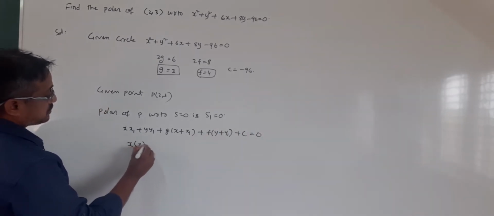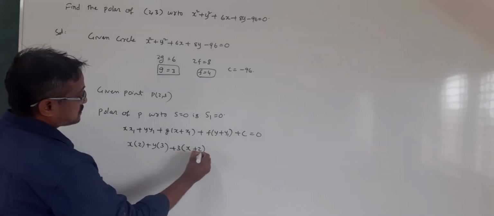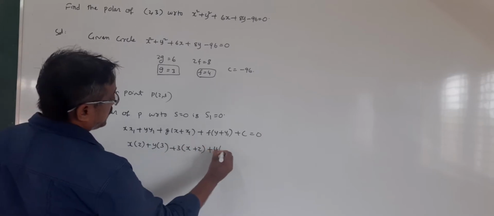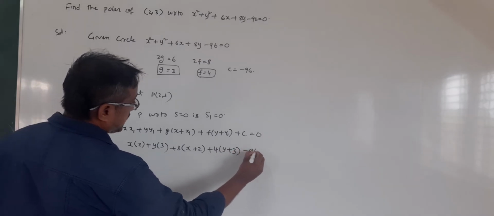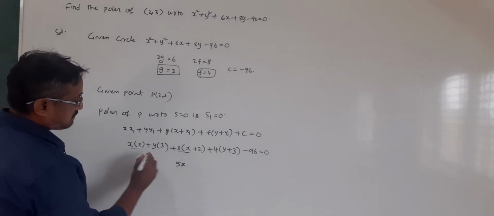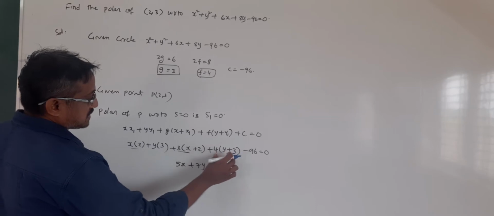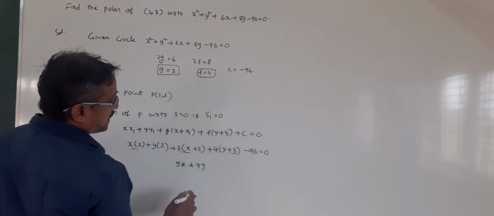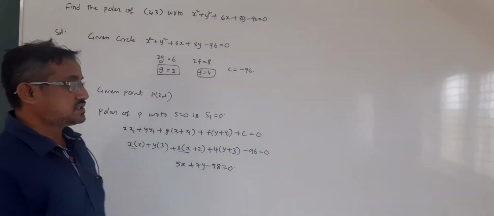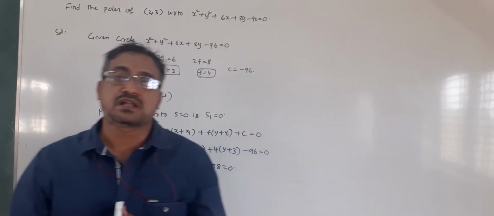So x into 2 plus y into 3 plus 3 into (x + 2) plus 4 into (y + 3) minus 96 = 0. So here 2x + 3x is 5x, 3y + 4y is 7y, 6 + 12 is 18, minus 96, so -78 = 0. That is the required equation of the polar of the point with respect to the given circle.